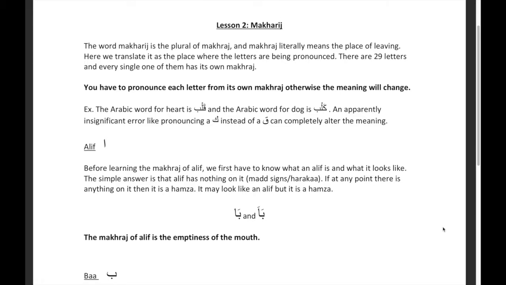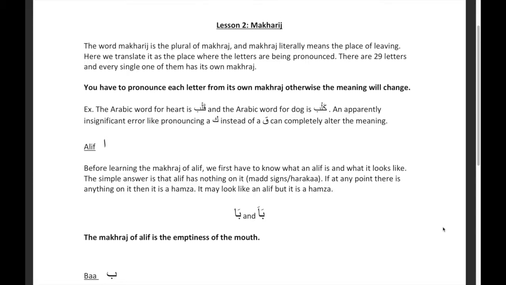So there are 29 letters of the Arabic alphabet, and each of them has its own makhraj. However, because some letters are very similar and the difference of the makharij is so small, they have been grouped together.